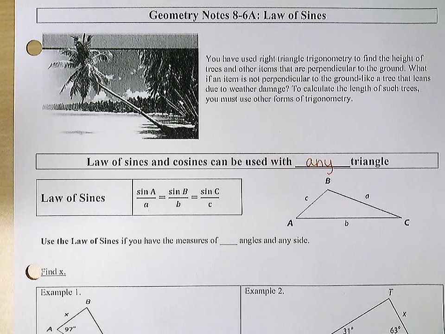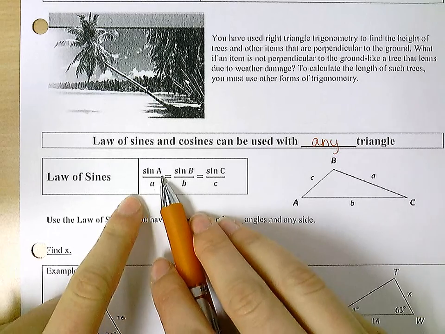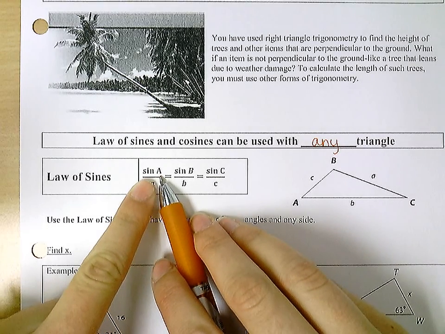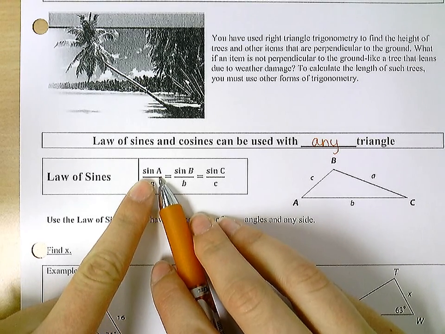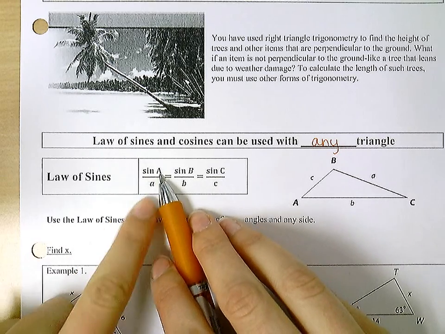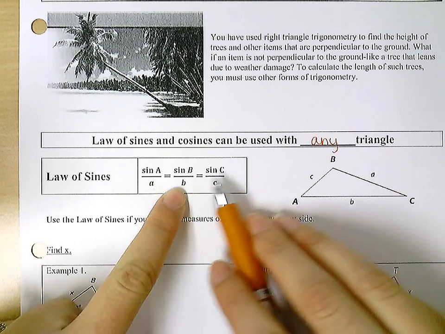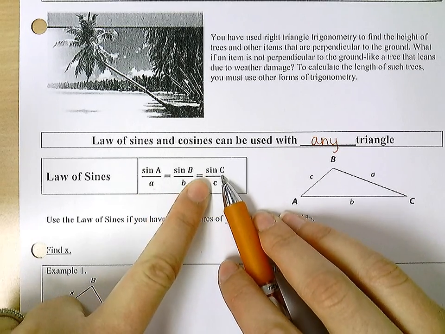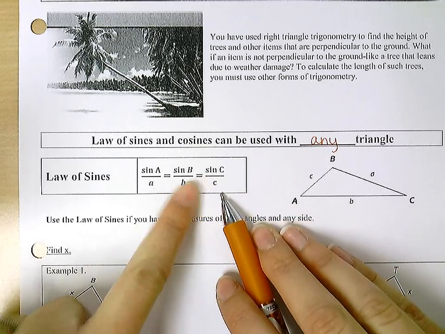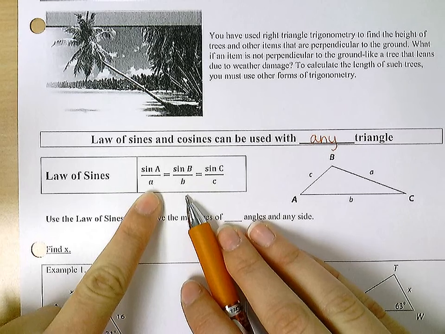So our law of sines are just ratios. Okay, so I have sine of A. Again, your angle is always attached. So that capital letter in each of these is an angle. So sine of A over lowercase a is equal to sine of B over lowercase b, and is equal to sine of C over lowercase c. Now these lowercase letters are the opposite sides to those angles.